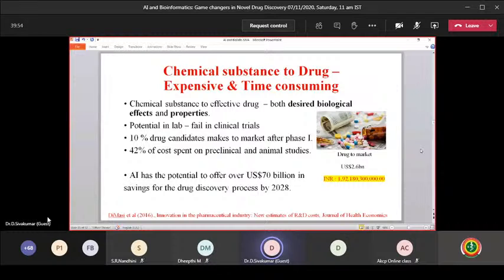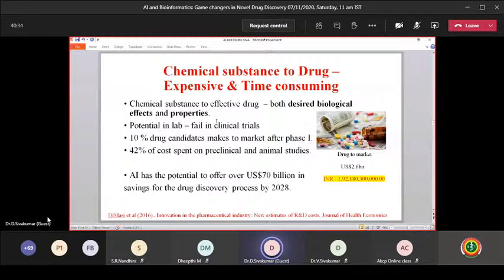Okay. Now, where does artificial intelligence come in? Using this, we can do a lot of bioinformatics studies to turn a chemical substance into an effective drug molecule. To turn a chemical substance into an effective drug, we need both the desired biological effects and properties, as I said. There are many cases where the drug is very potent in the lab. Even it works in all the animal trials, it goes well with the animals and shows very good test results, IC50 values, everything is very good, but still it fails in clinical trials.